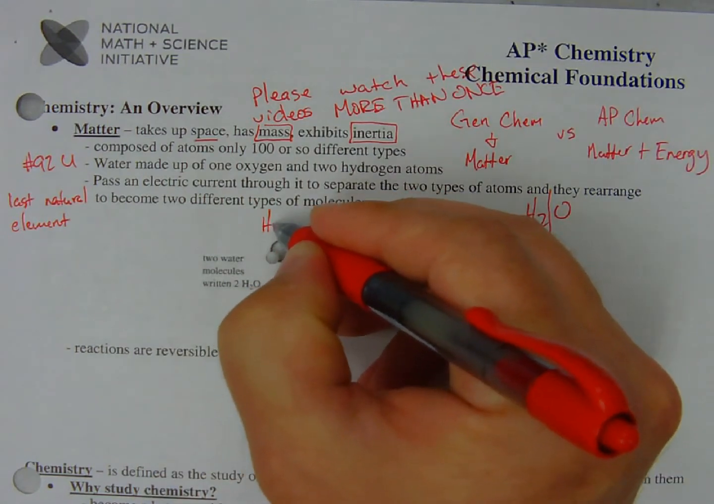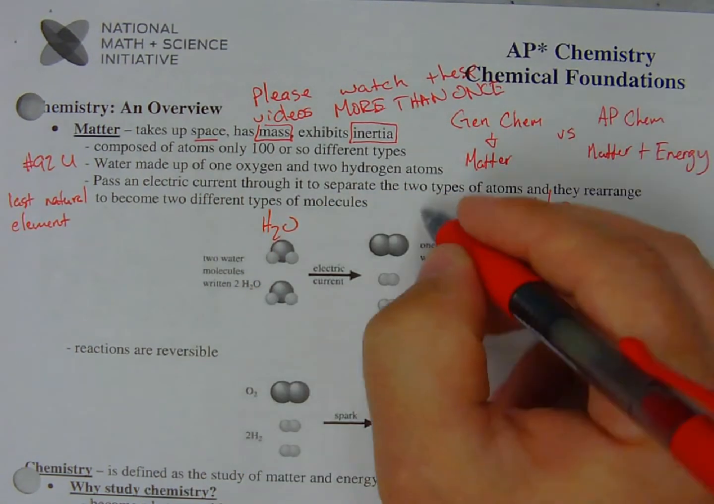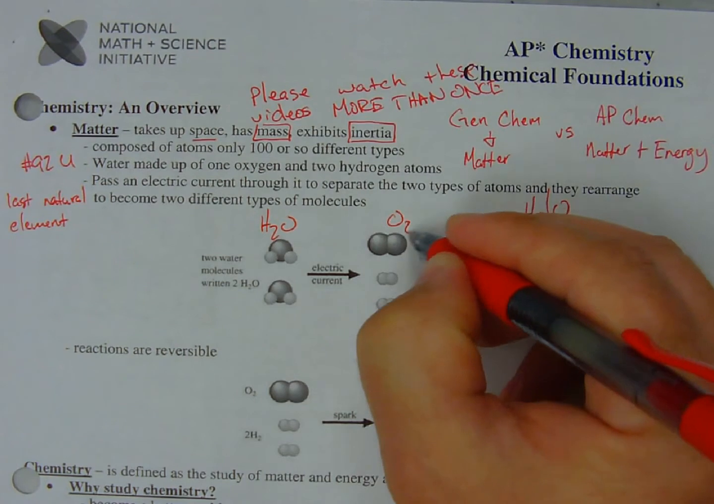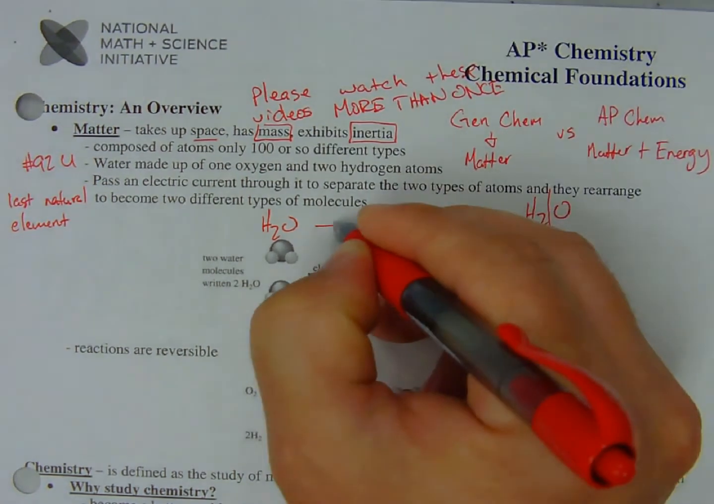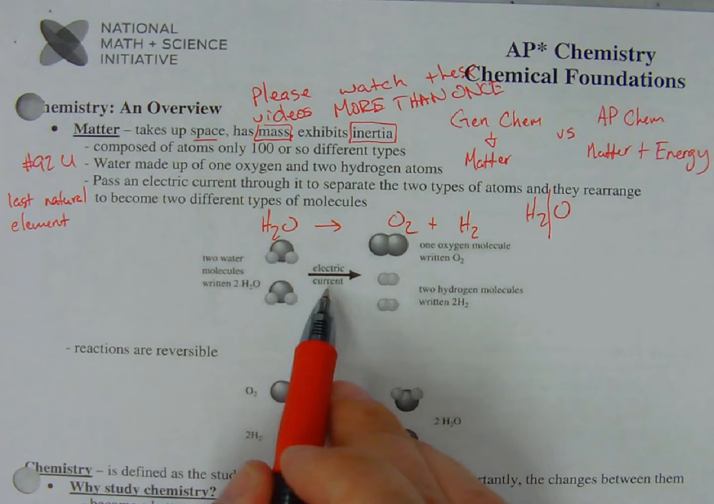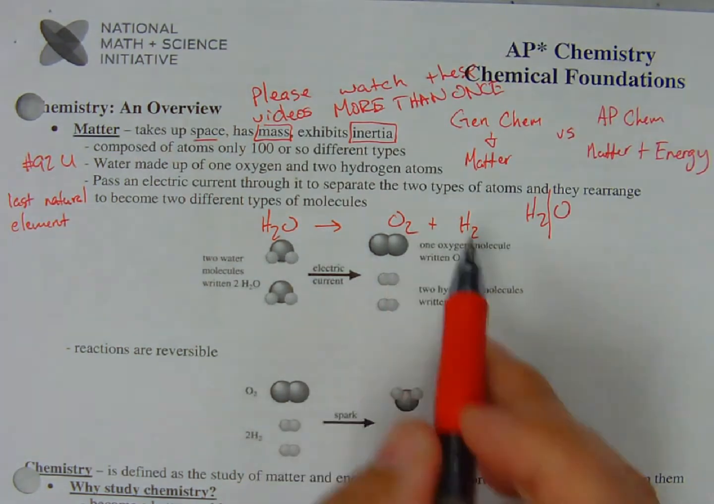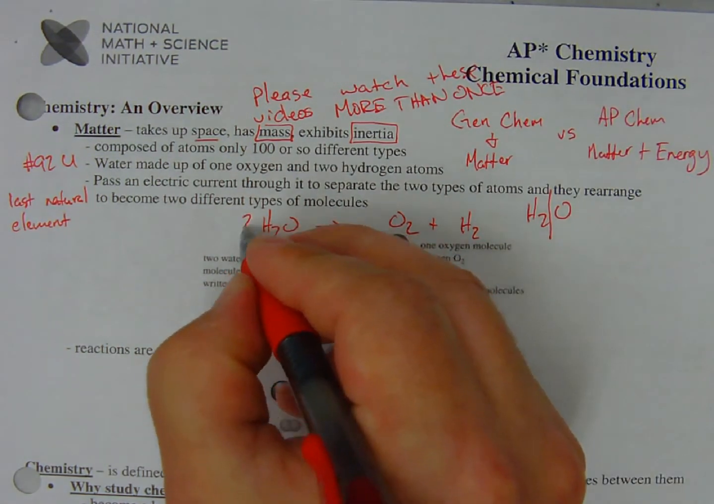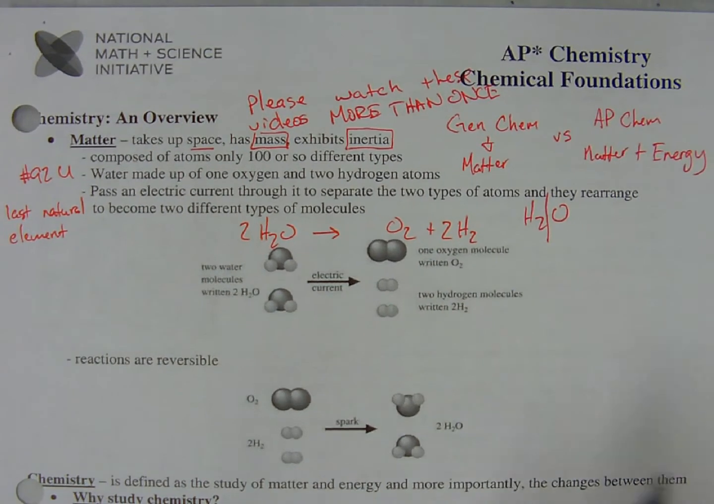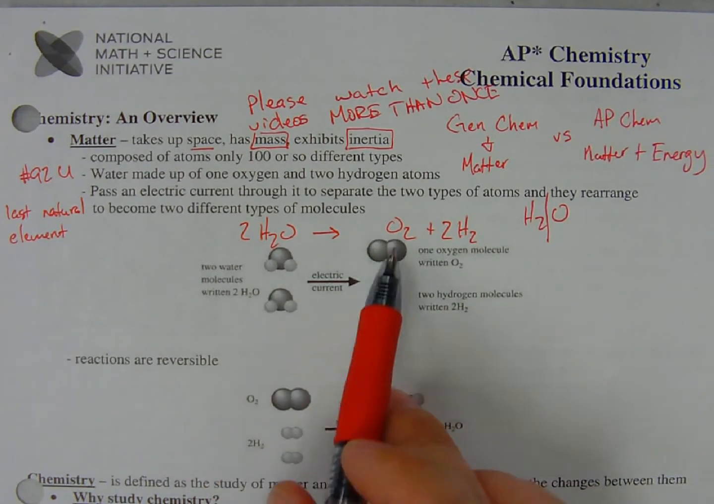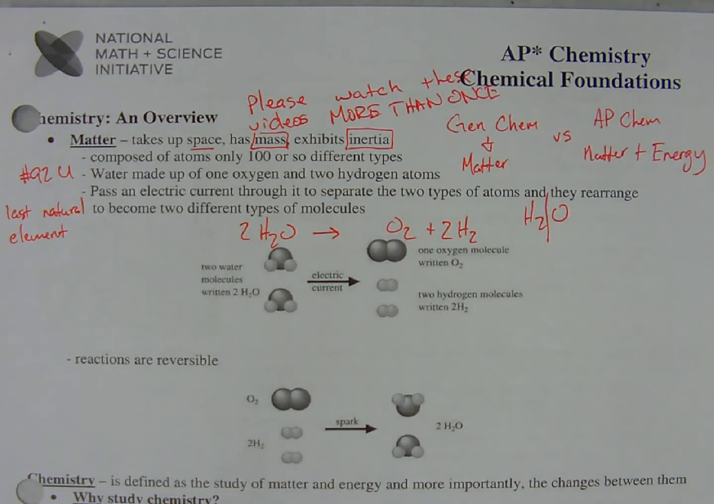Here's my H2O. Here's my O2, and here's my H2. So we're going to split this water using electric current into oxygen and hydrogen. Now this isn't balanced. I would have to do something like that in order to balance that. And you can see that being represented in the number of diagrams that we see here.